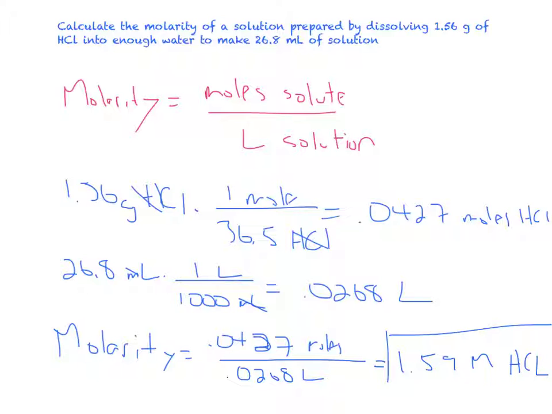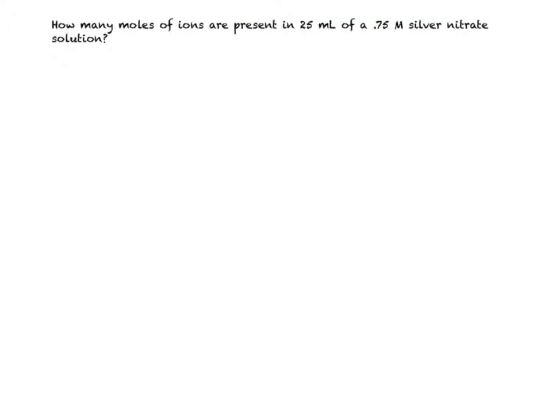Let's take a look at one more problem. In this problem, we want to find out how many moles of ions are present in 25 milliliters of a 0.75 molar silver nitrate solution. The first thing, let's figure out the formula of silver nitrate. We should know that silver nitrate is AgNO3. So how many ions are in one silver nitrate? Well, silver nitrate forms an Ag+ cation and an NO3- anion. Remember, cation has a t in it, which looks like a positive sign. So that's how we can tell that it's a cation.